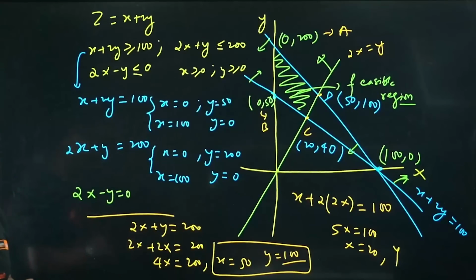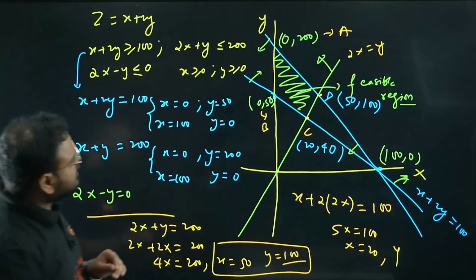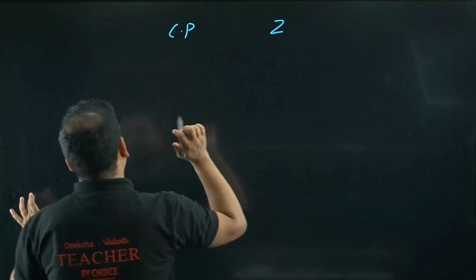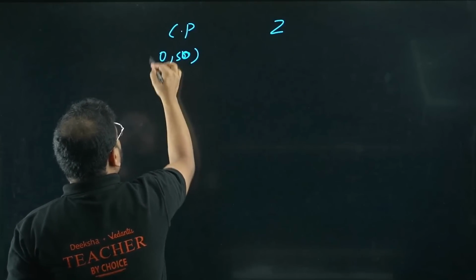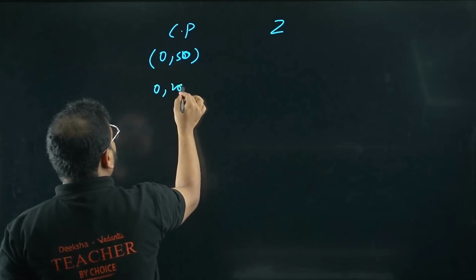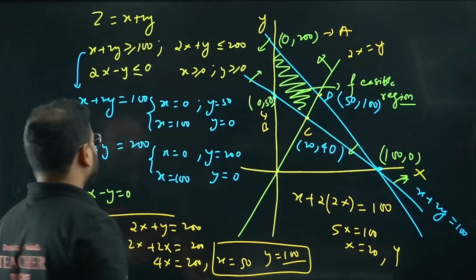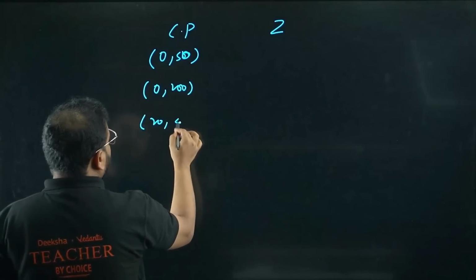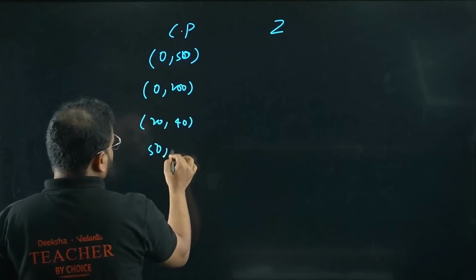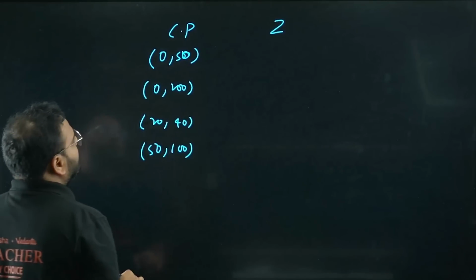First, have a look at all of this. First coordinate points are 0, 50 and 0, 200. So right here, 0, 50 and 0, 200. And the next two are 20, 40 and 50, 100. So what about z?